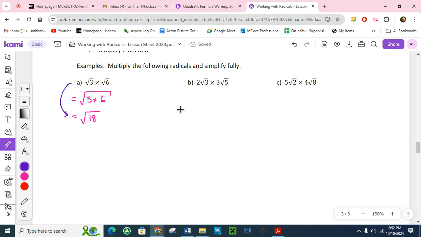6 goes in 18, it's not a perfect square though. 9 goes in. So we simplify. 18 is 9 times 2, and the root of 9, I'm going to show this extra step, is 3. So you multiply the radicands together, and then you might have to simplify. We get 3 root 2. So I might actually add after root 18 here: simplify.